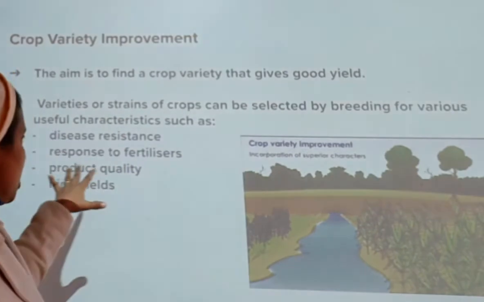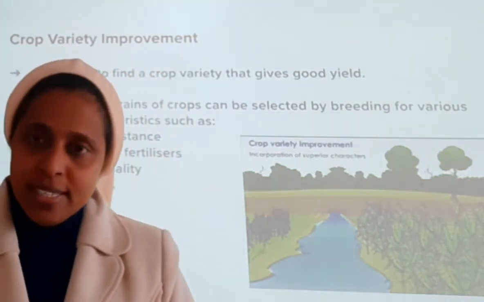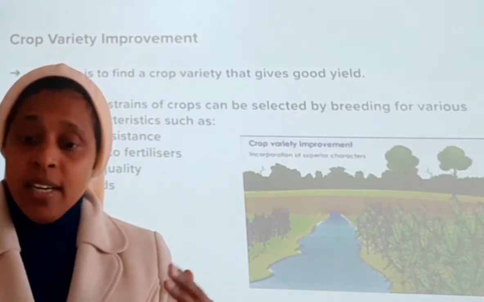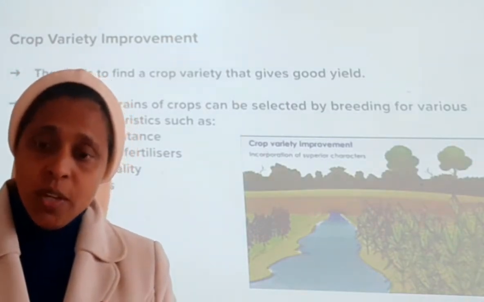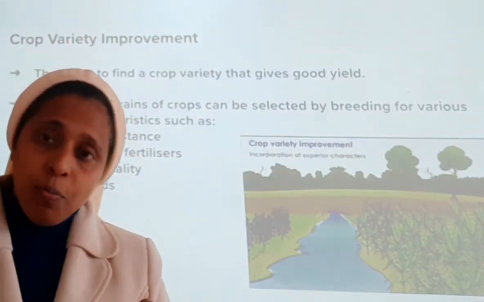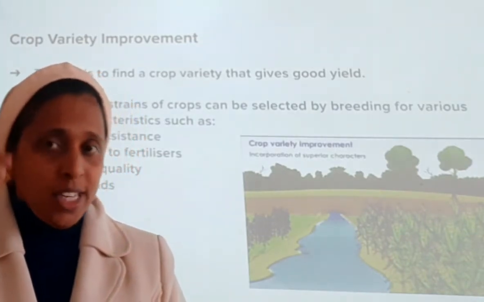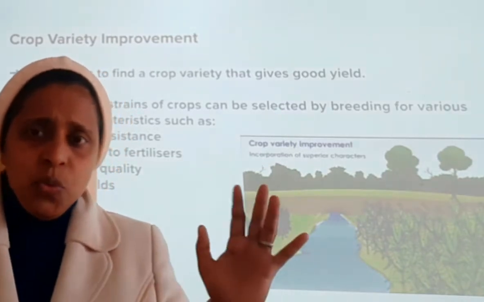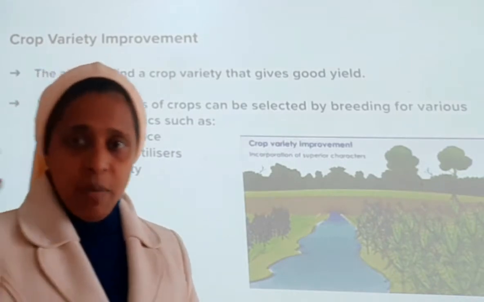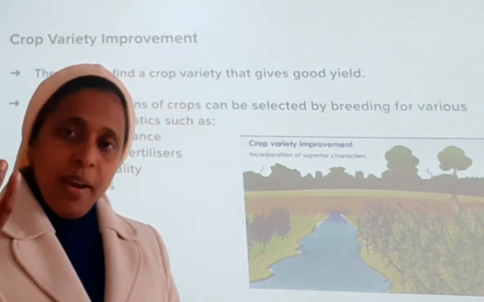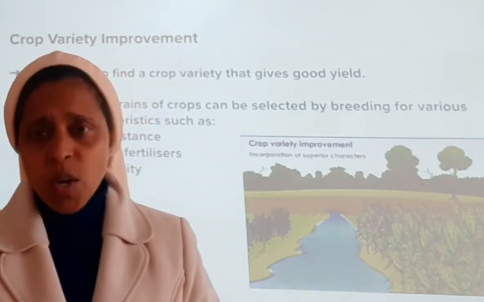And the next point is response to the fertilizers. What do we understand by this? We know that we have fertilizers and manures. Manures are actually good for high yield. So we put manures and fertilizers. Some plants will take it in a positive way and grow. Some will remain as such. So we select those plants that receive the fertilizers in a positive way.